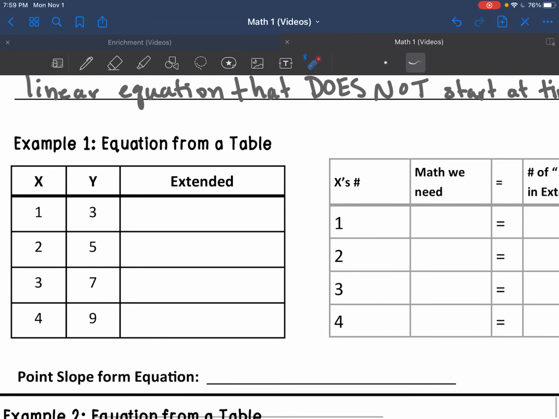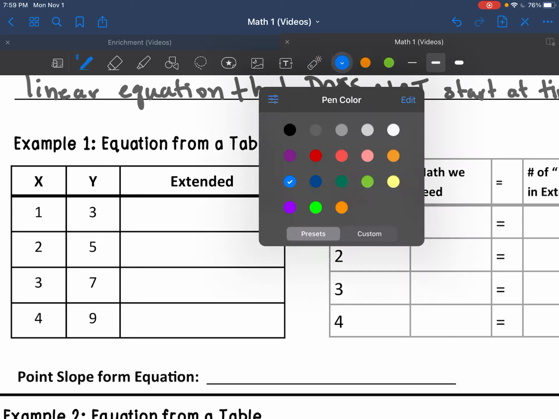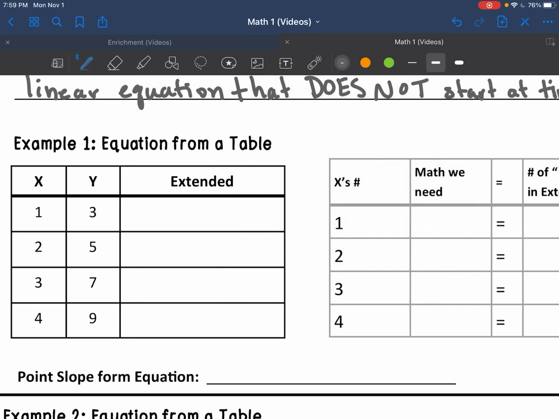So let's look at this first example, bringing back Module 1 skills here. So we have 1, 3, 2, 5, 3, 7, 4, 9. Remember, when we start our extended, we bring over that 3. Then we have to figure out what number plus 3 gives us 5. Well, 3 plus 2 gives us 5. Then we have 3 plus 2 plus 2 to get 7. Then 3 plus 2 plus 2 plus 2 to get us 9.